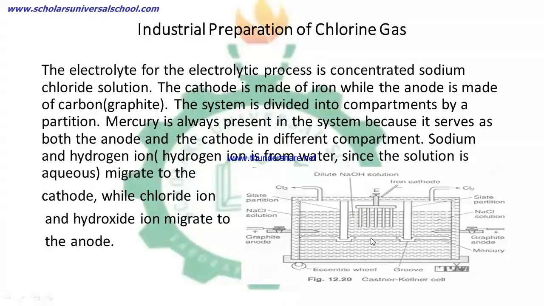The mercury here serves as the graphite anode. Also in this compartment, we don't have the iron cathode. The mercury serves as the cathode for this compartment. Please let's take note. The sodium and hydrogen ions will migrate to the cathode, while the chloride ion and the hydroxide ion will migrate to the anode. The hydrogen ion and the hydroxide ion are from the water molecule present in the electrolyte.